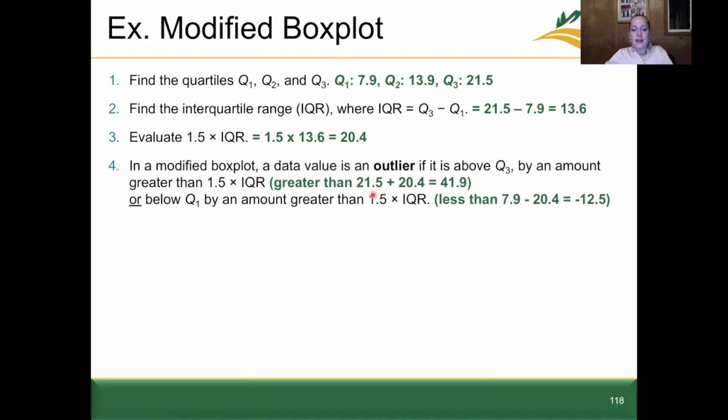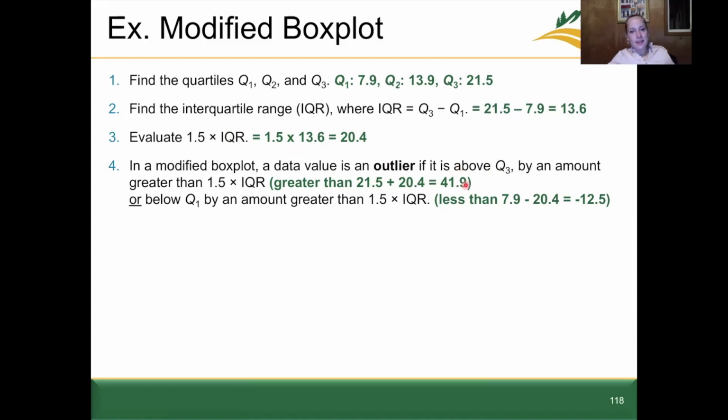Now to better set us up for identifying the outliers, we should calculate these two values. Recall that a data value is an outlier if it's above Q3 by any amount greater than 1.5 times IQR. So in this case, Q3 was 21.5. Our value for 1.5 times the IQR is 20.4. So when we add those two together, we get 21.5 plus 20.4 is equal to 41.9. That means that any value greater than 41.9 would be considered an outlier.